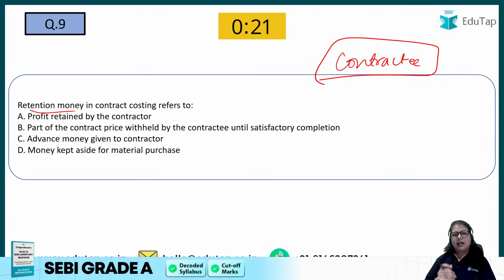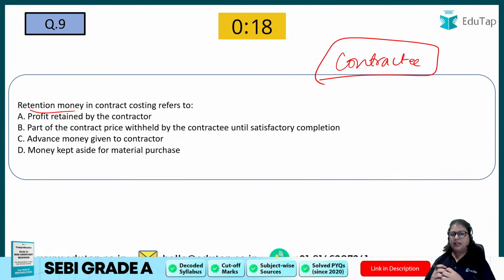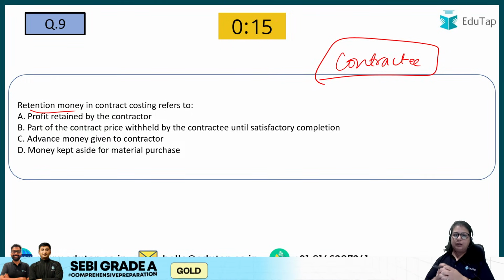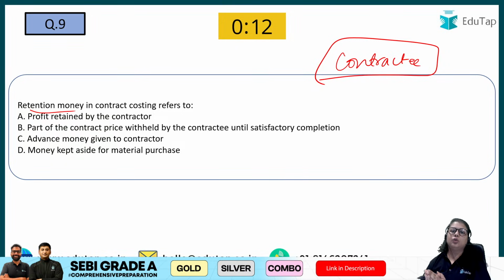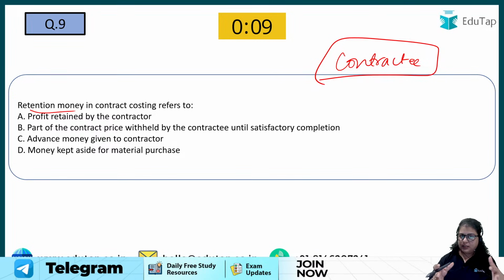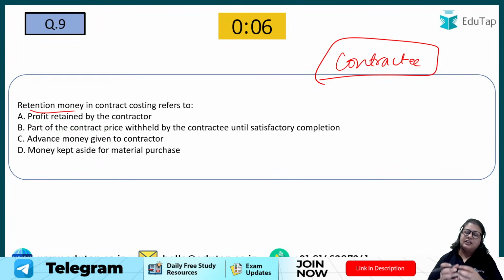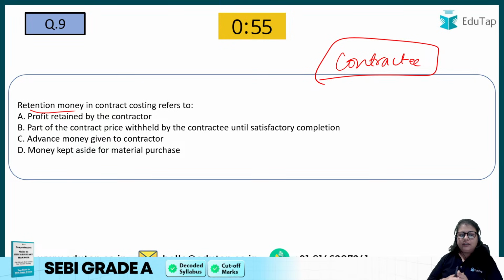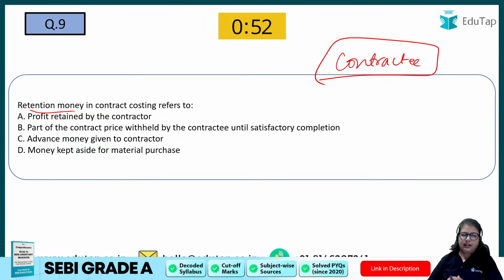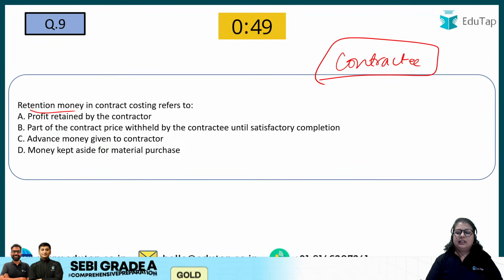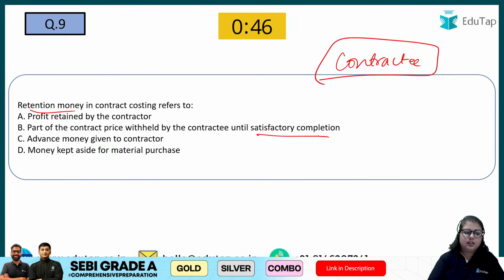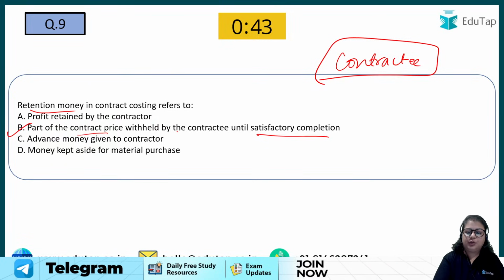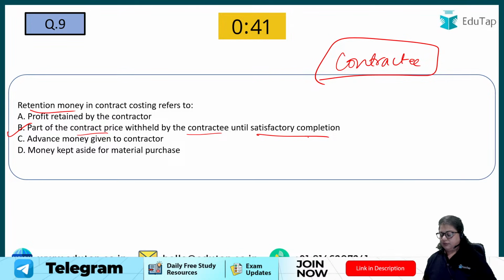Now the contractee says, I will keep some of the money that I have to pay to you. I will keep some money with me until you have completed the whole work, because here only a part of the bedroom is complete, so I have to pay you for that, but I will retain some money with myself, so that in future if you make some defects, or if you run away, what will I do if I make the complete payment? So what does the contractee do? He will keep some part of the contract price with himself until satisfactory completion, right? So B, part of the contract price withheld by the contractee until satisfactory completion.